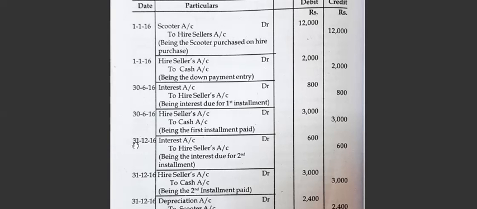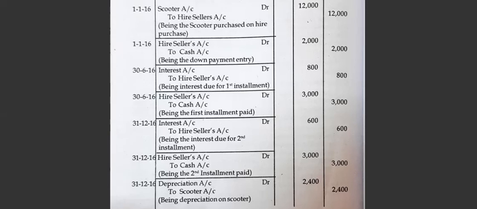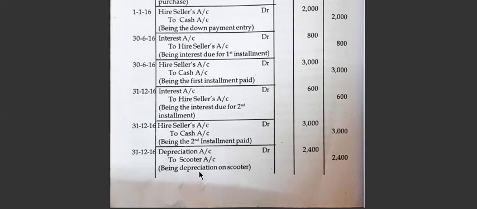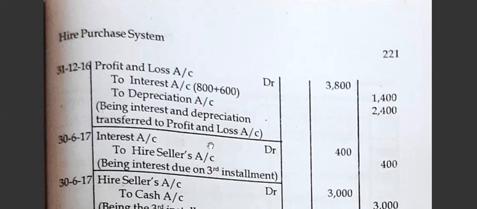See, again the installment, the date is 31/12. Then transfer, then depreciation. Depreciation we have to calculate because it is the original cost, so 12,000 into 20% you will get 2,400. Then the last entry comes to transfer to profit and loss account. Profit and loss account debtor to interest and depreciation. In a year they pay the interest and installment 2 times, so interest 800 plus 600, 1,400. Depreciation 2,400. Total is this, and right here profit and loss account 3,800.